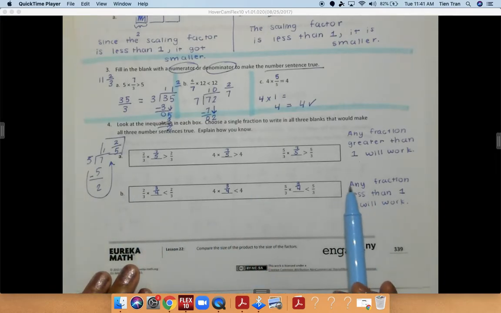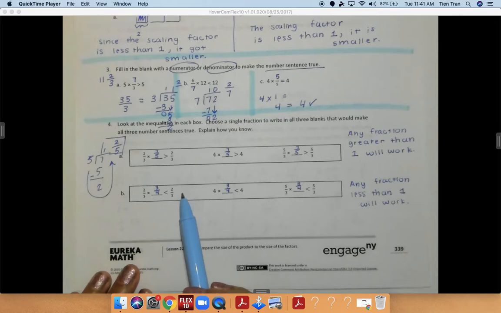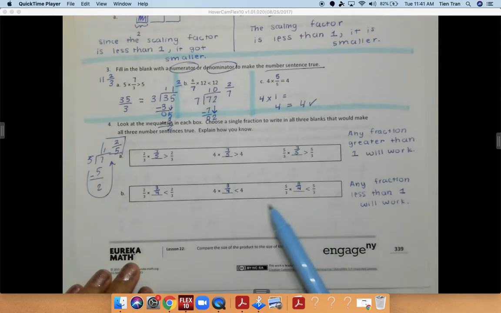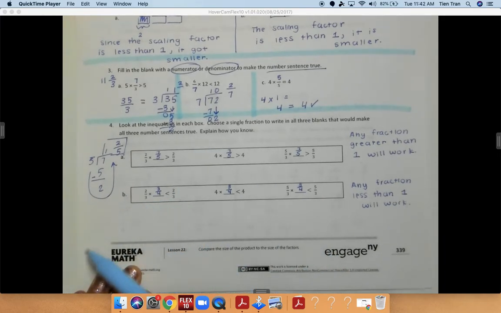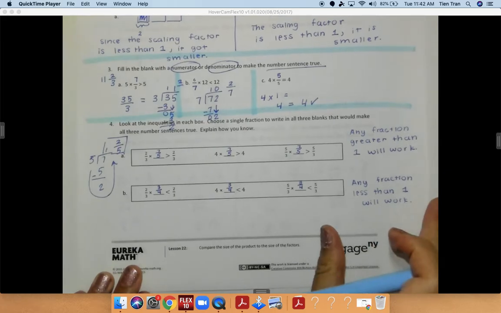Now, on this one, any fraction that is less than 1 will make it less than the number 2/3, because all of these need to be less than. So 3/4, 3/4, 3/4. You could have used 2/4, you could have used 1/4, you could have used 1/8. Any of those numbers is less than 1, so it would work.